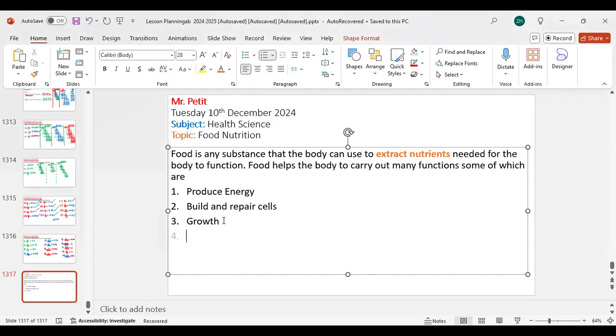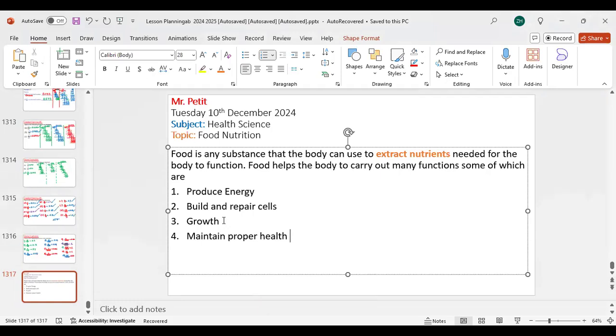And make sure you exercise because you don't want to become overweight. Good thing I got my bike fixed. Yeah, maintain proper health. All right, so we need food to give us energy. We need food to build and repair cells. We need food for growth. We need food to help us to maintain proper health.